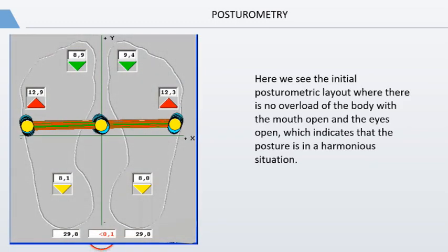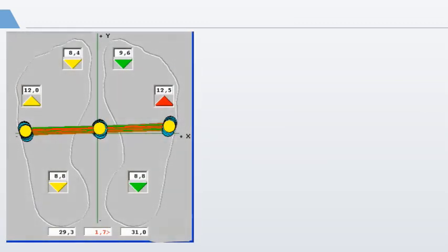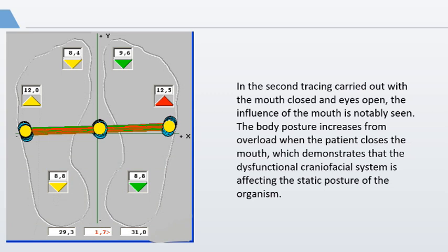Here we see the initial posturometric layout where there is no overload of the body with the mouth open and the eyes open, which indicates that the posture is in a harmonious situation. In the second tracing, carried out with the mouth closed and eyes open, the influence of the mouth is notably seen. The body posture increases from overload when the patient closes the mouth, which demonstrates that the dysfunctional craniofacial system is affecting the static posture of the organism.